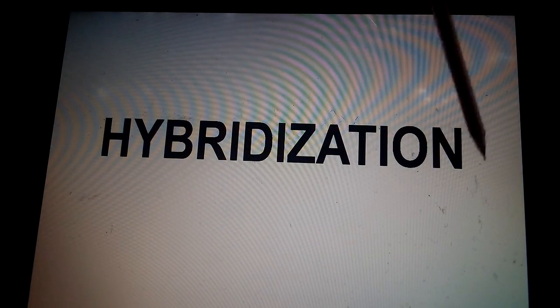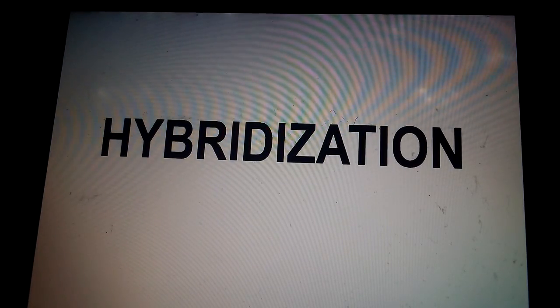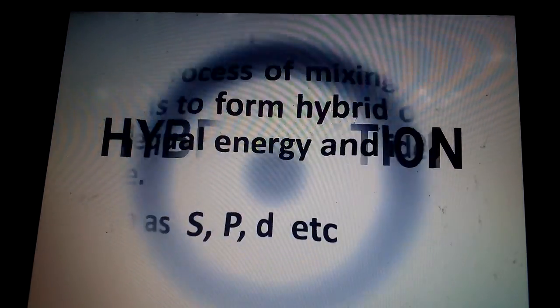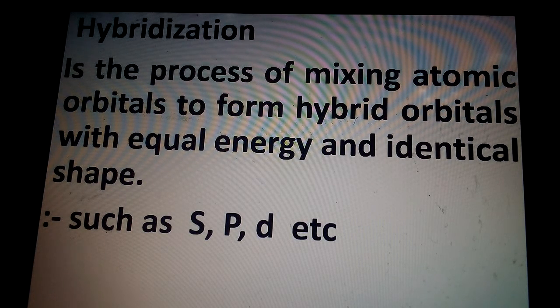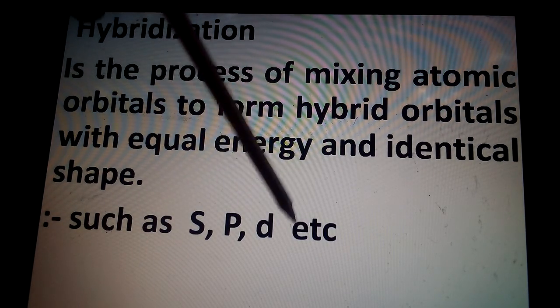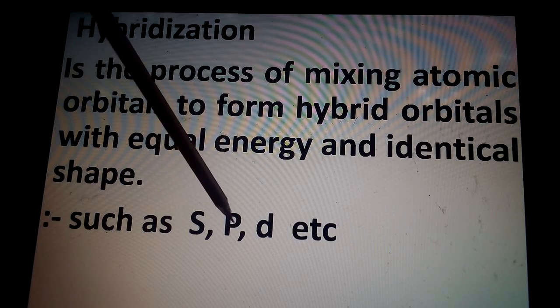It is hybridization. So what is hybridization? Hybridization is a process of mixing atomic orbitals to form hybrid orbitals with equal energy and identical shape. That's the reason why we mix the atomic orbitals: we want to form hybrid orbitals, which have equal energy and identical shape. Examples of the orbitals that we can mix are s orbital, p orbital, d orbital, and so on.